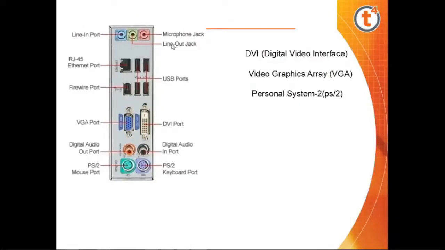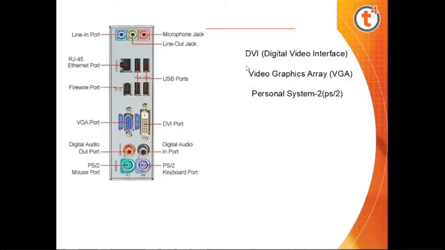The first are the line in port, microphone jack, and line out jack. The position may be different in the CPU, but the port name will be the same. RJ45 is the Ethernet port, meaning we can make LAN connections. Then the FireWire port and USB ports, where you can attach pen drives and other devices. VGA port is what you use to attach the monitor's wire.